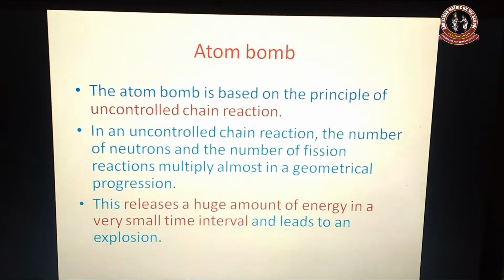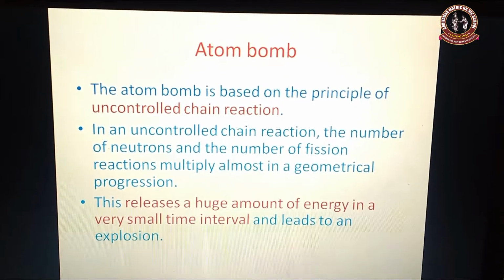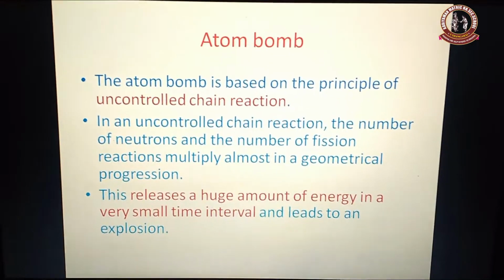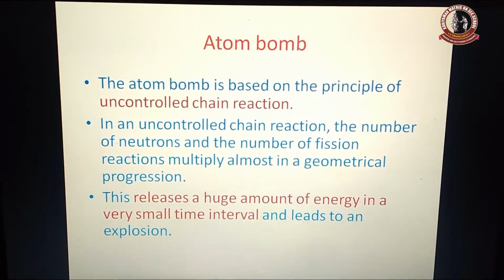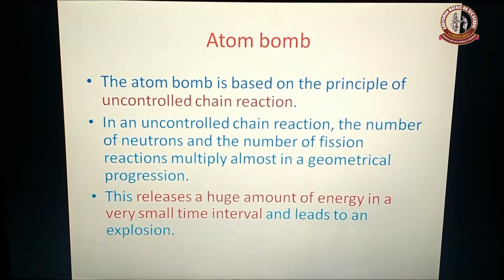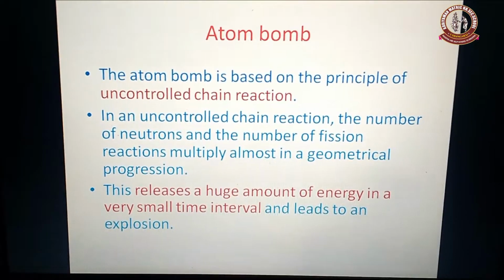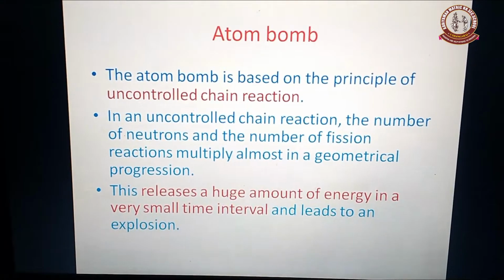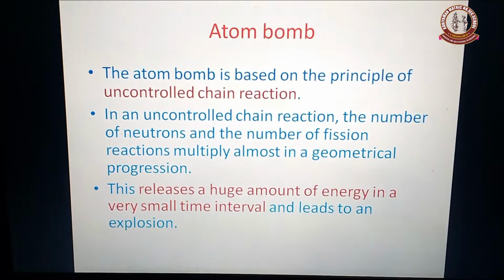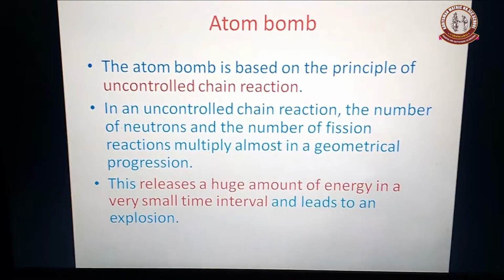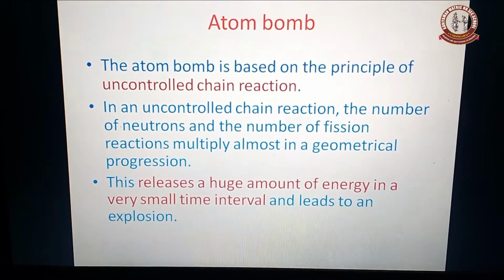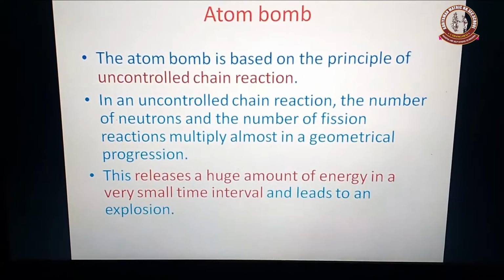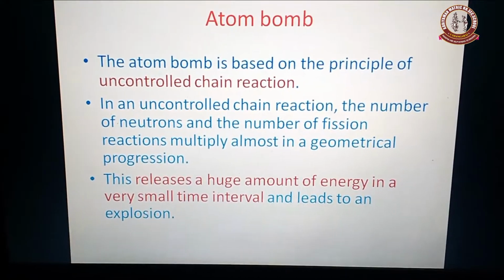So what is an atom bomb? An atom bomb is an instrument which works on the principle of uncontrolled chain reaction. Already I said in the last classes, uncontrolled chain reaction is used in the atom bomb. What is uncontrolled chain reaction? It is where the number of neutrons and the number of fission reactions multiply in a geometrical process and go on in an indefinite manner. During this process a very large amount of energy will be produced. We already saw these in the last classes.